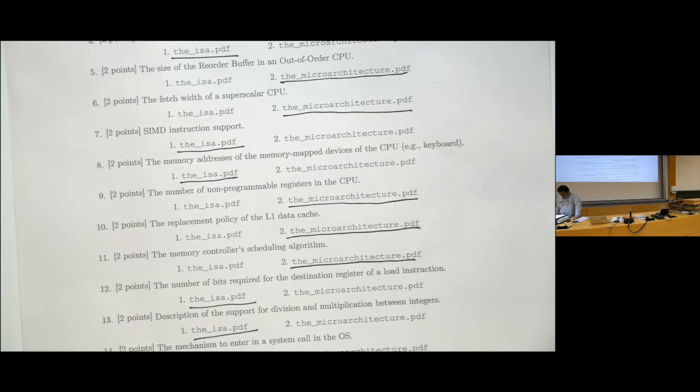And the last question is the size of addressable memory. This is something which the programmer should know when allocating memory for applications, or to know the virtual memory and the physical memory sizes. So that should also be available in the isa.pdf.